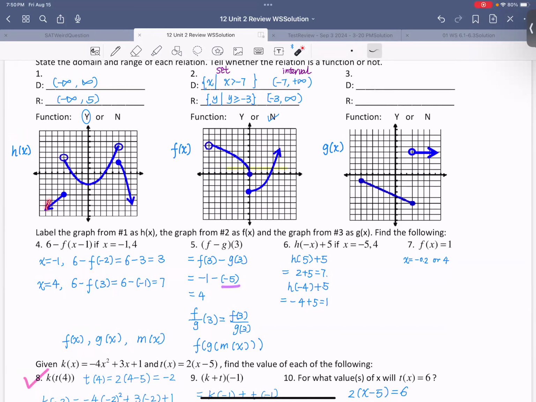When you see this thing, that means you will go all the way to negative infinity. When you see this thing, your x will stop here. When you see this thing, your x will go all the way to positive infinity.